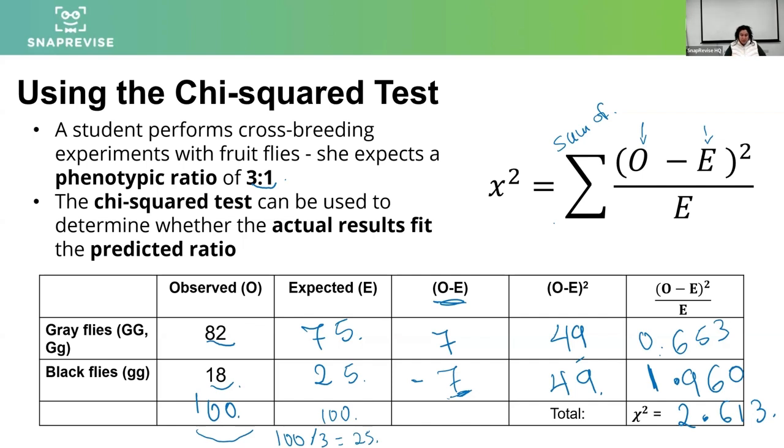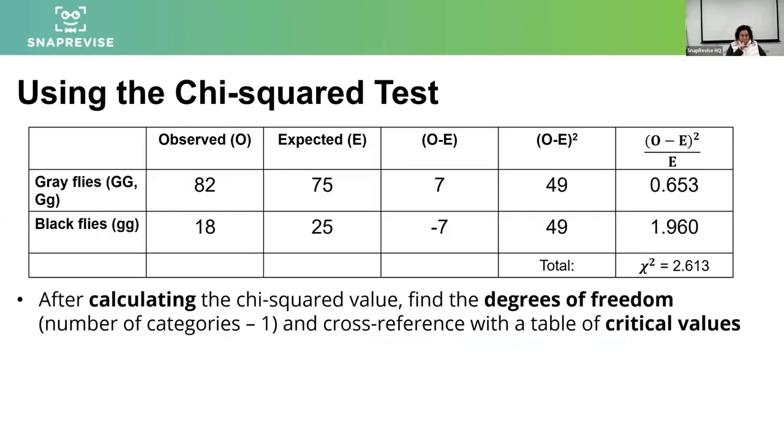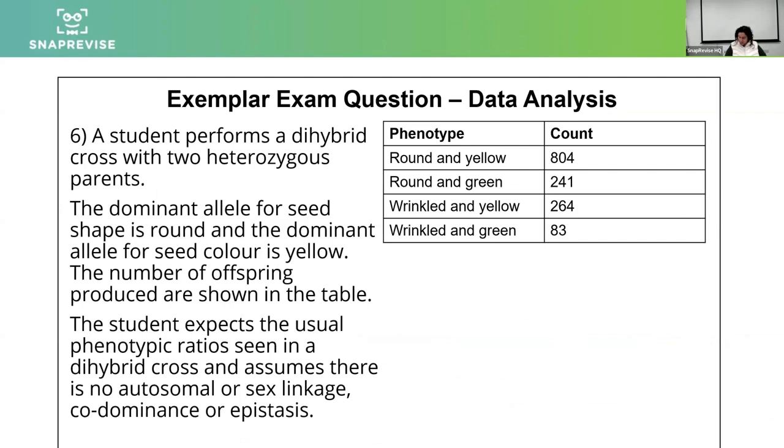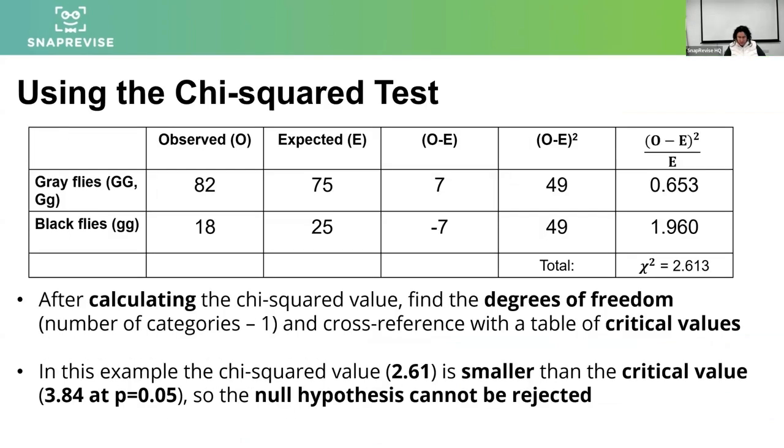What do I now do with this value though? Okay, I've got my chi-squared value. How will I determine whether I accept or reject the null hypothesis based on that? So I, of course, have to go and use my chi-squared table, which doesn't seem to be here. So how do I use my chi-squared table?